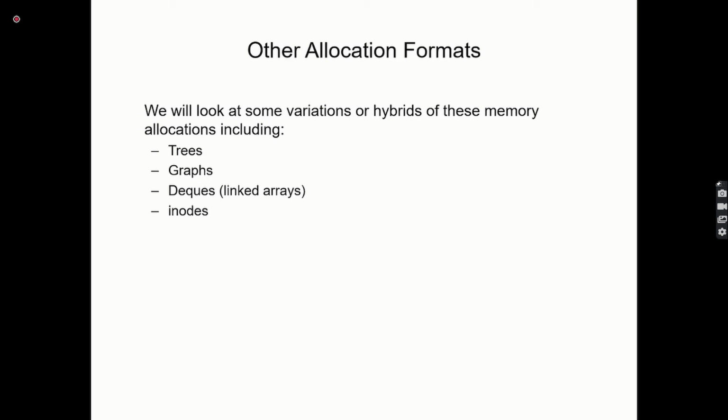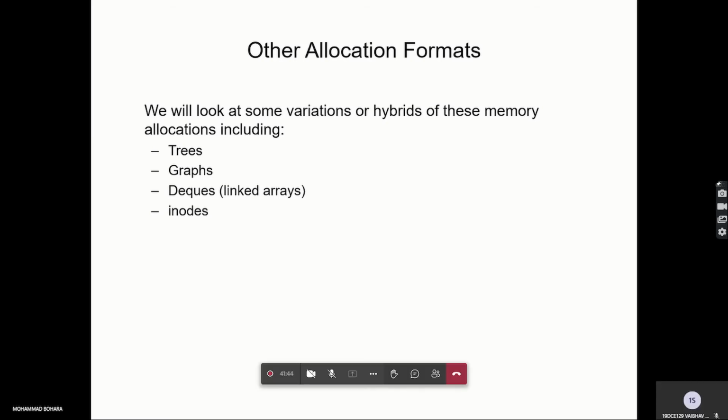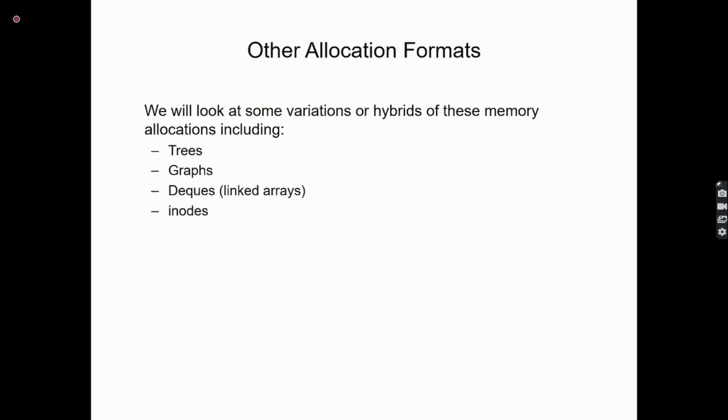See other allocation formats, right? You can say this is the tree, graph, and inodes. Actually, inodes are used in the Linux operating system. So how the Linux operating system uses allocation and all these things, this is completely the inode, so you can search that term. The Linux and Unix operating systems have used these particular inode data structures for allocating memory.